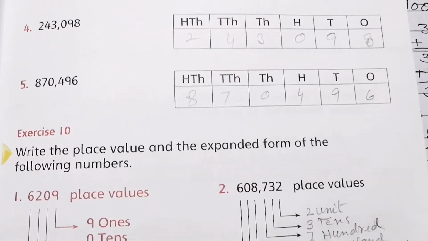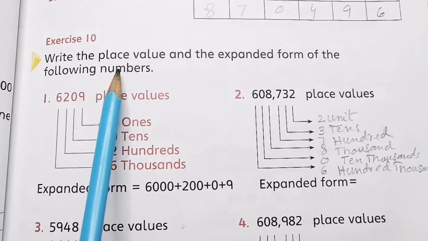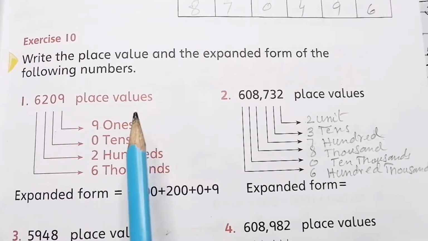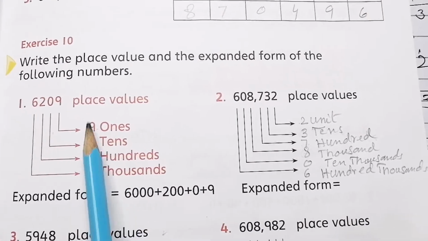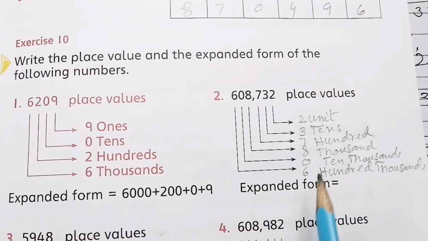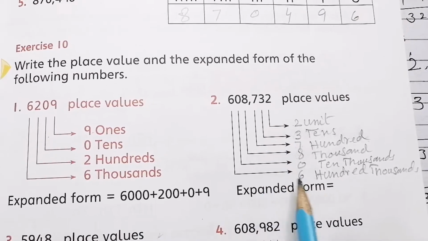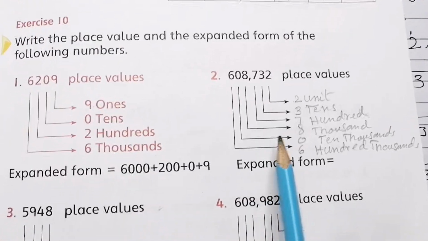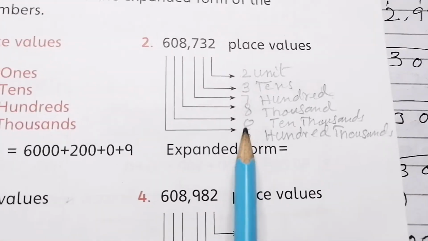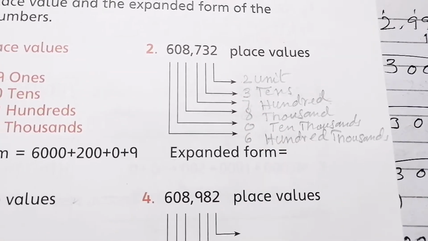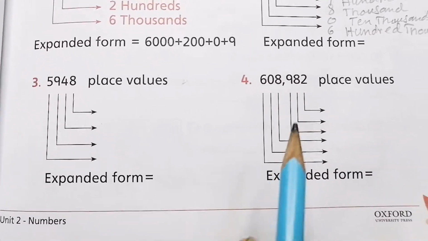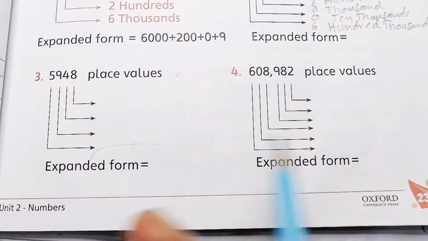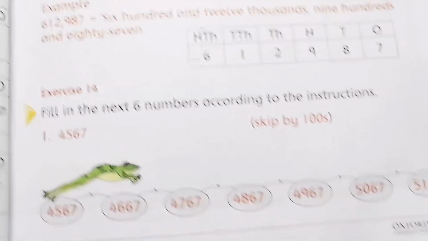So exercise 10 is given, right? This is also place value and expand them. Expanded form you have to write. One example is given. I have done this one for you, right? So better to draw place value chart and then write their values. So these are question number 3 and 4, and the rest you can do yourself.